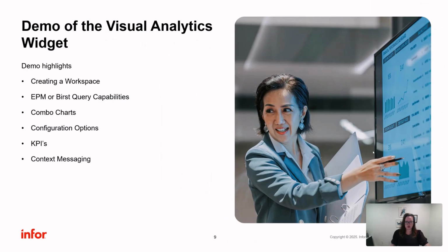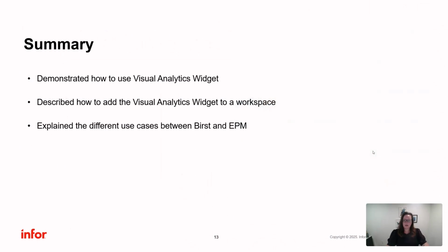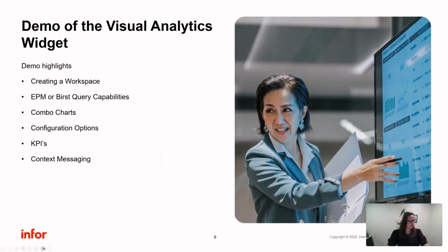And then after you have it, we're going to also talk about how you utilize it. How do you put in your queries from either EPM or Birst? I'll be highlighting the Birst capabilities initially, and then Yvonne will be joining us to showcase how this works for the EPM side. We'll talk about things like combo charts, some of the configurations, KPIs, and of course, the thing that I'm most passionate about is context messaging and being able to have these widgets be a lot more dynamic than they used to be. So that being said, let's go ahead and jump into the demo.